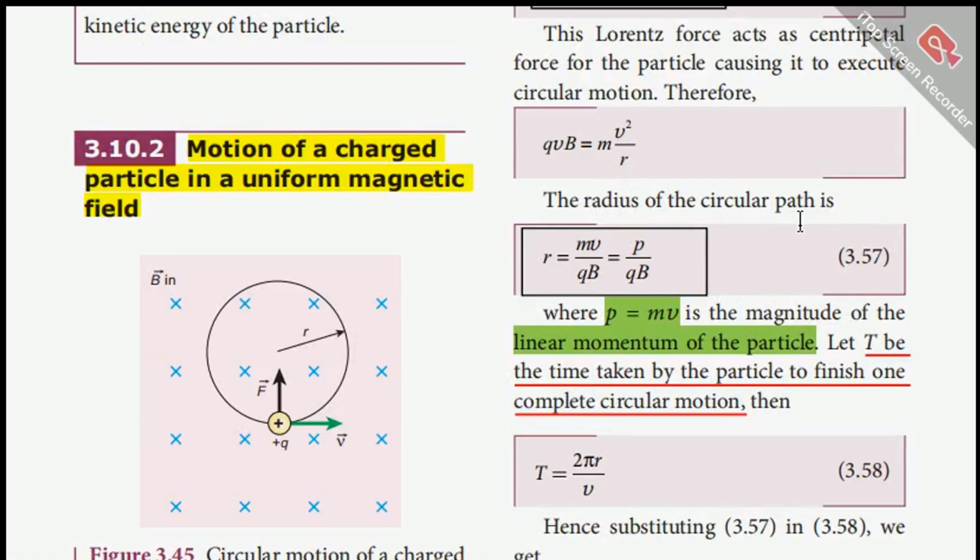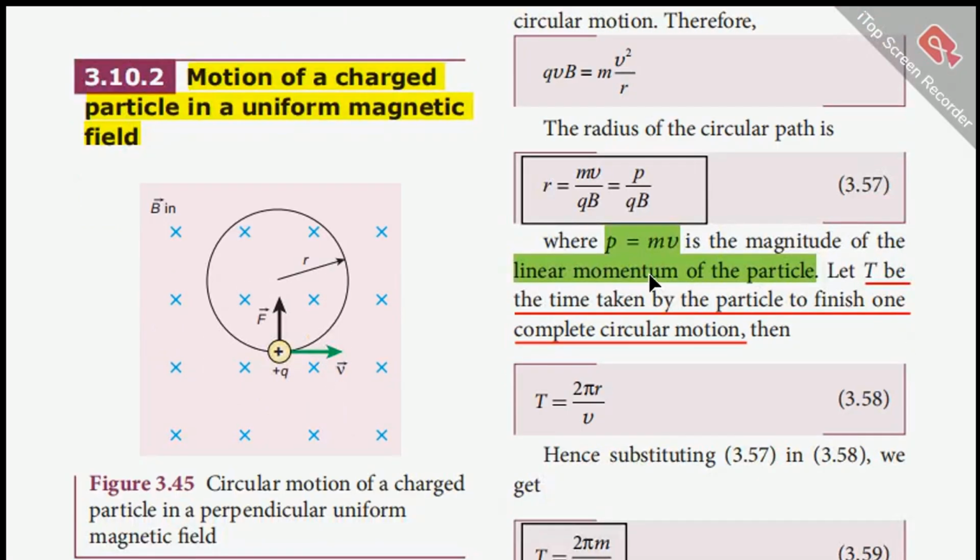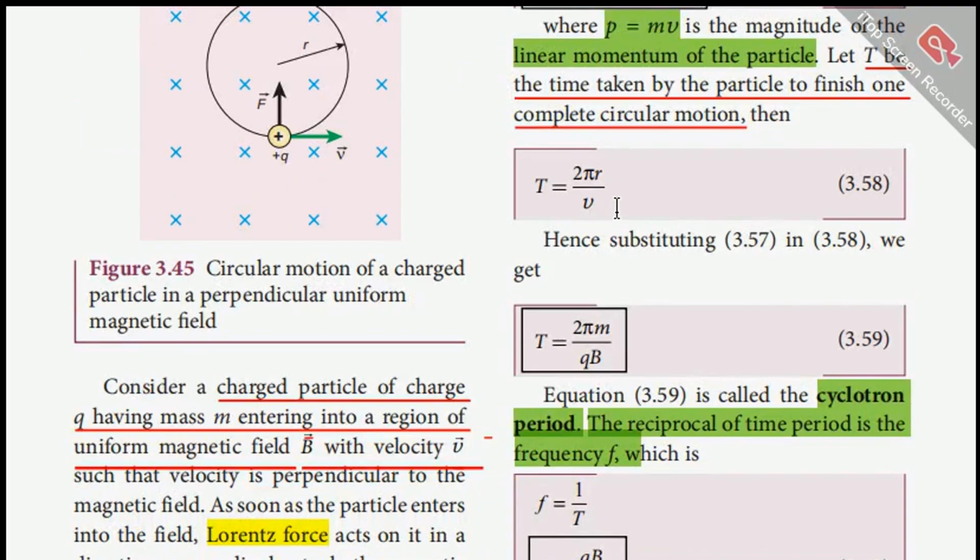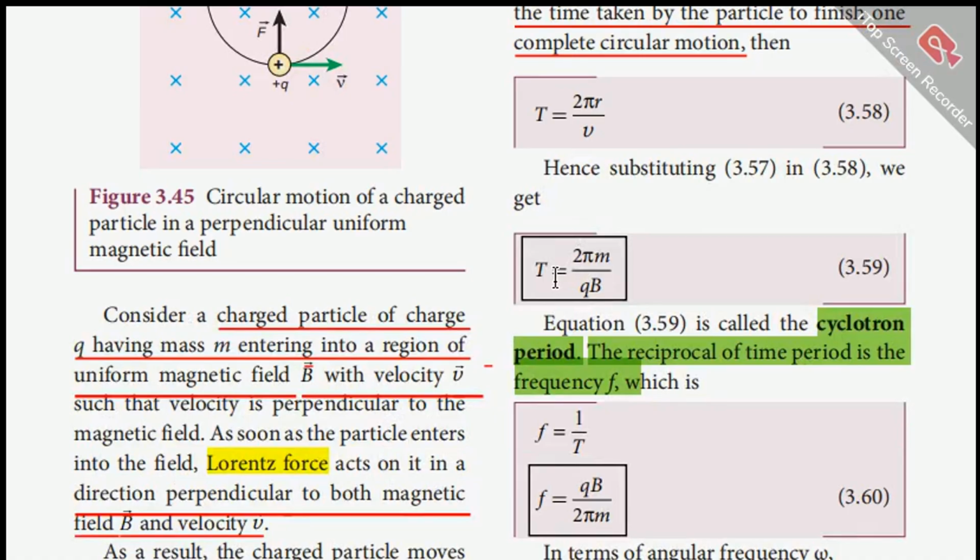The radius of the circular path is given by r equals mv by qB, which is equal to p by qB, as p equals mv, the product of mass and velocity, is the magnitude of the linear momentum of the particle. If T is the time taken by the particle to finish one complete circular motion, then T is given by 2 pi r by v, as 2 pi r gives the circumference of the circular path taken by the charge, and v is its velocity. Then we get the expression for the time T as 2 pi m by Bq.